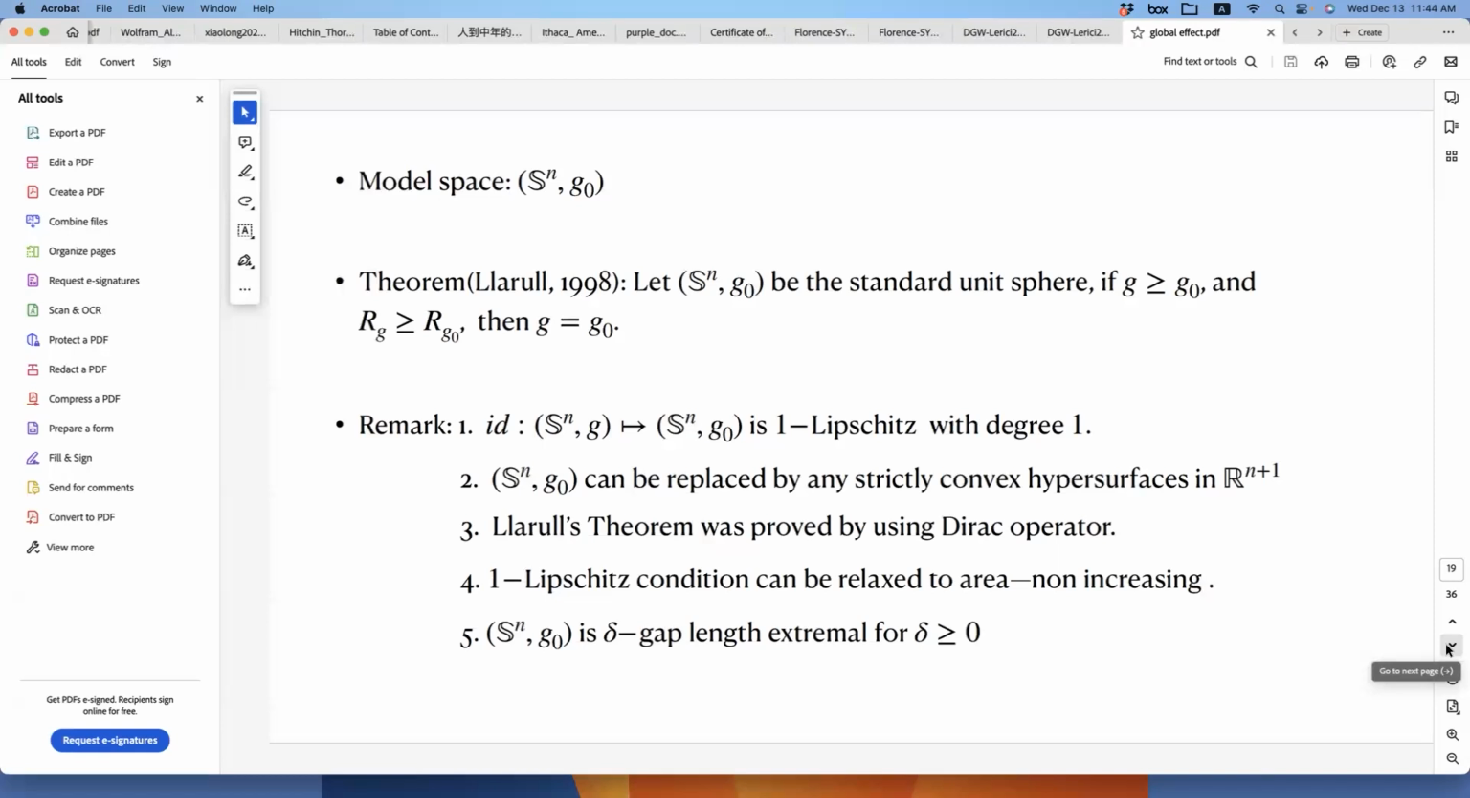And actually, here the standard sphere can be replaced by any strictly convex surface in Euclidean space. The third remark is that the Llarull type theorem was proved by using Dirac operators. And the first one is that the 1-Lipschitz condition can be relaxed to area non-increasing. So according to Professor Gromov's notions, we can say that the standard unit sphere is actually delta gap length extremal for all non-negative deltas. Okay, any questions?